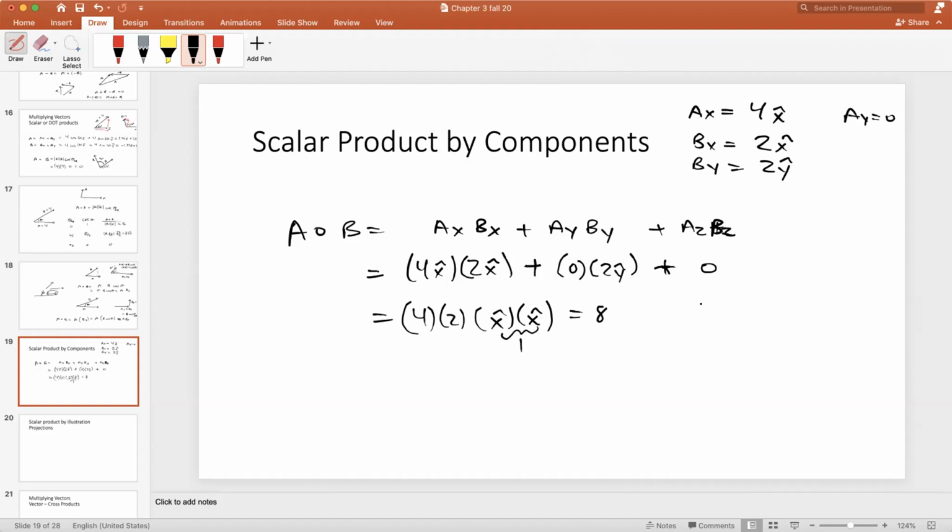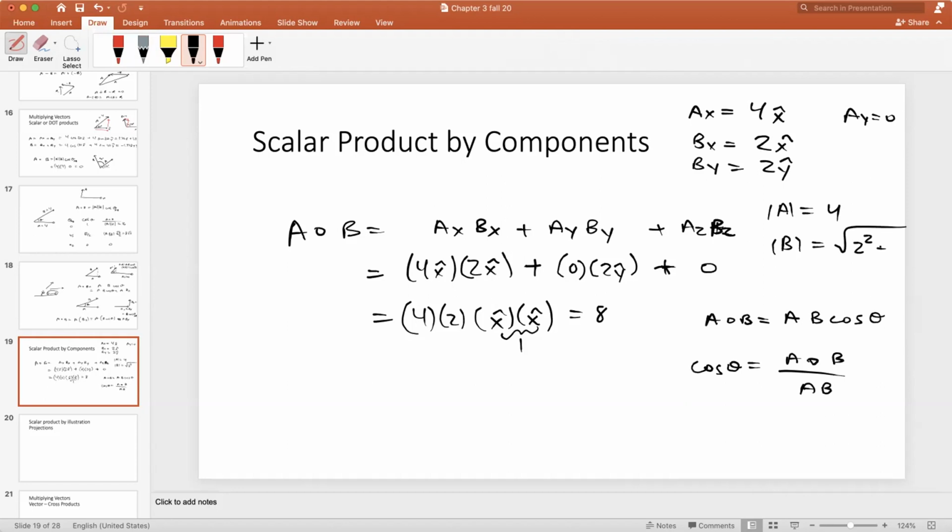We know that A dot B is equal to A times B times cosine of the angle, or cosine of the angle is equal to A dot B over AB. Now, A and B, we can find A, the magnitude of A, it's just 4. It's only got 1 component. The magnitude of B is 2 squared plus 2 squared, 2x hat squared plus 2y hat squared. This is root 8, right?